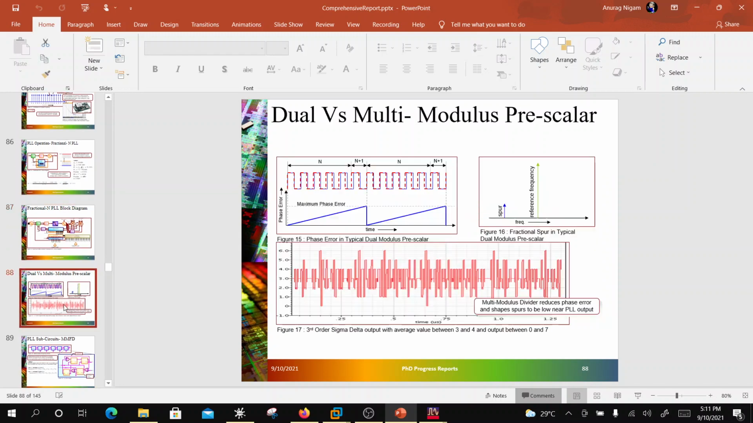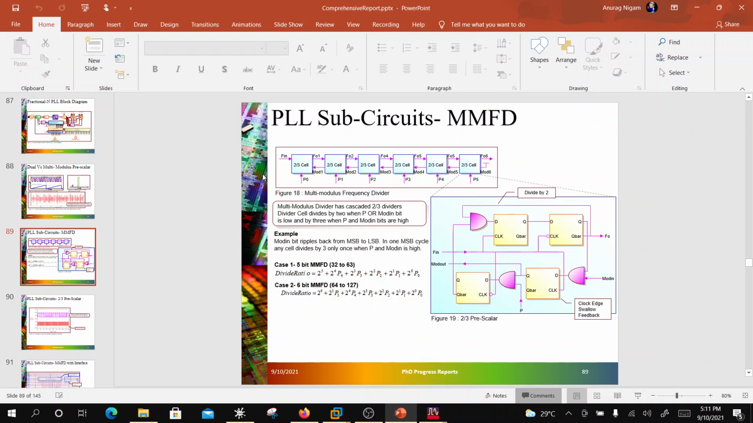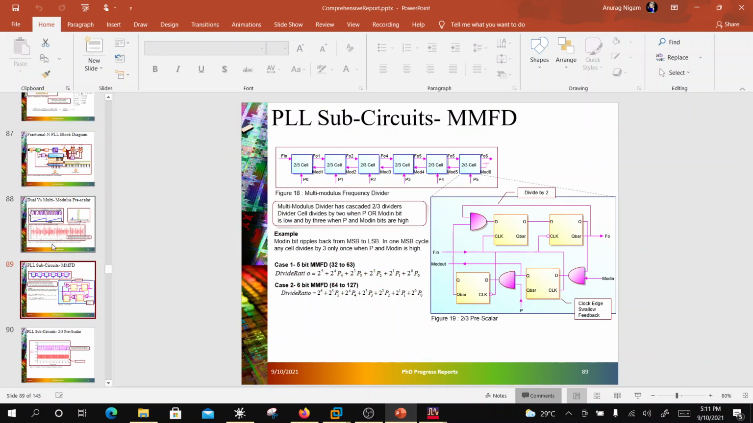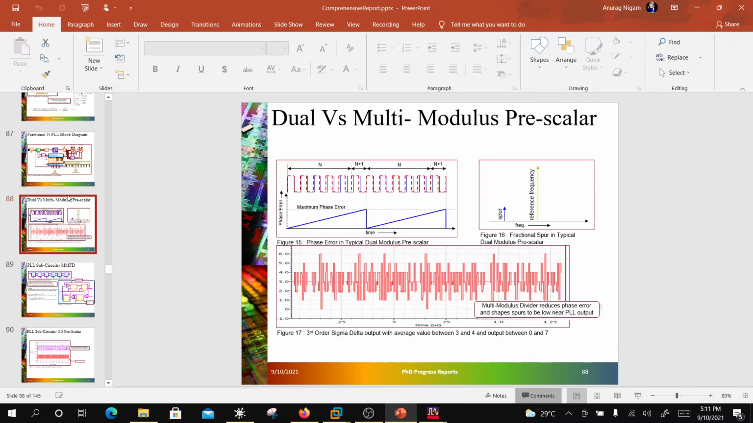And I have already covered a sigma delta in another playlist, but I'm going to redesign this sigma delta here. So what is this sigma delta doing? It is generating an average between 3 and 4. Okay, so it is generating a count which is going to be n minus 3 to n plus 4, such that the average is between 3 and 4, right? So these are the different steps over 2 raised to 16 cycles.